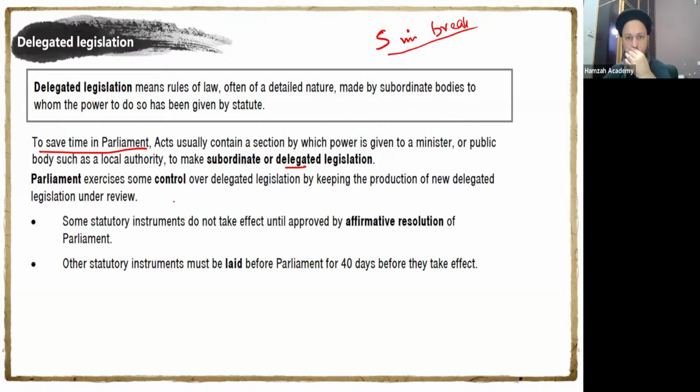Okay, the parliament usually has a control over delegated legislation by keeping production of new delegated legislation under review. Some statutory instruments do not take effect until approved by affirmative resolution of the parliament. It does not debate on it in detail, just like while making an act, but it considers it, reviews it, and then gives an affirmative vote on it. Otherwise, other statutory instruments must be laid before Parliament for 40 days before they can take effect. So that number you need to remember.